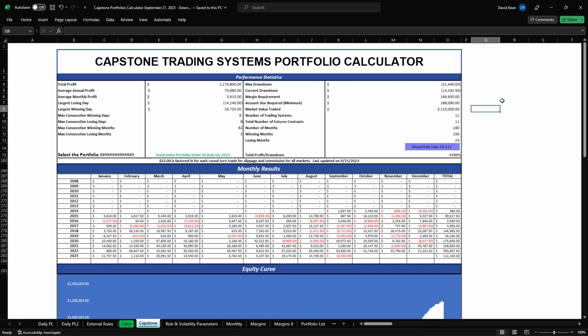Portfolio calculator up. New features I'm adding to this. I'm excited about these new features. Help us filter out trading systems. I want to show you this. This is through September the 21st, Thursday.